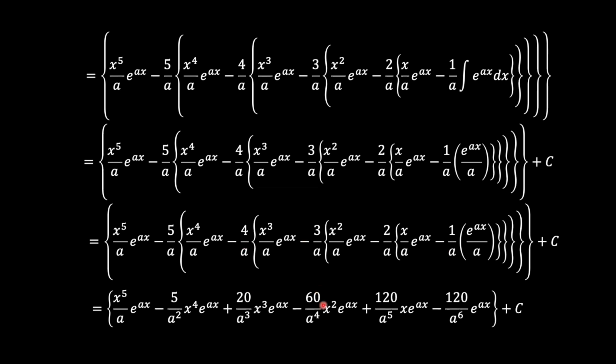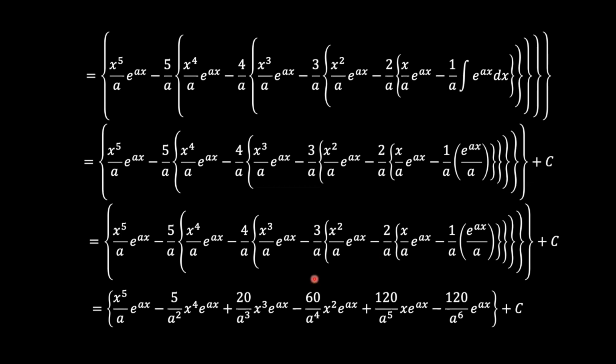So 60 to the power over a to the power 4, because we have a times a squared times this a cubed, and this a to the power 4. So we have minus 60 over a to the power 4 x squared times e to the power ax, plus, then we have this, since at this point we have a negative times this negative becomes positive.